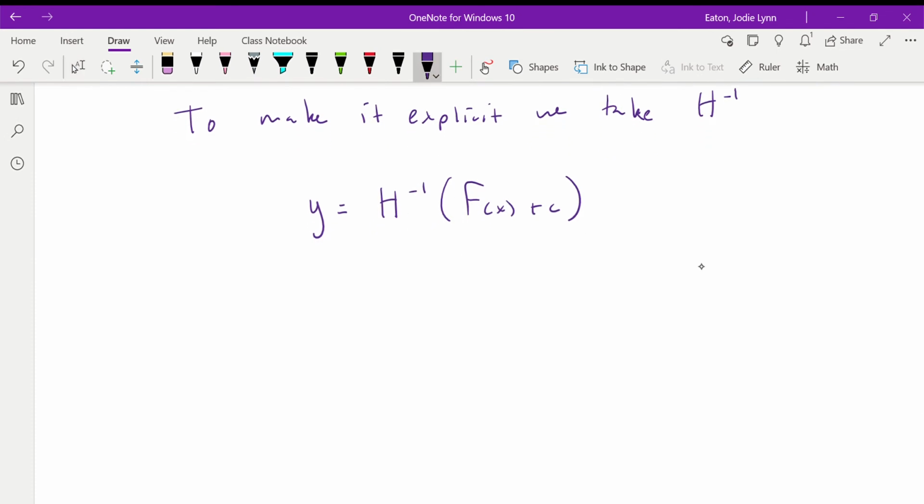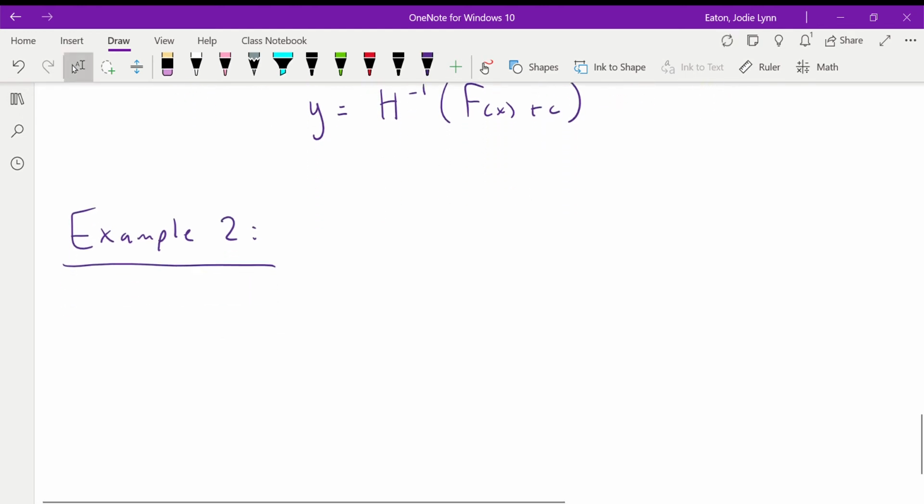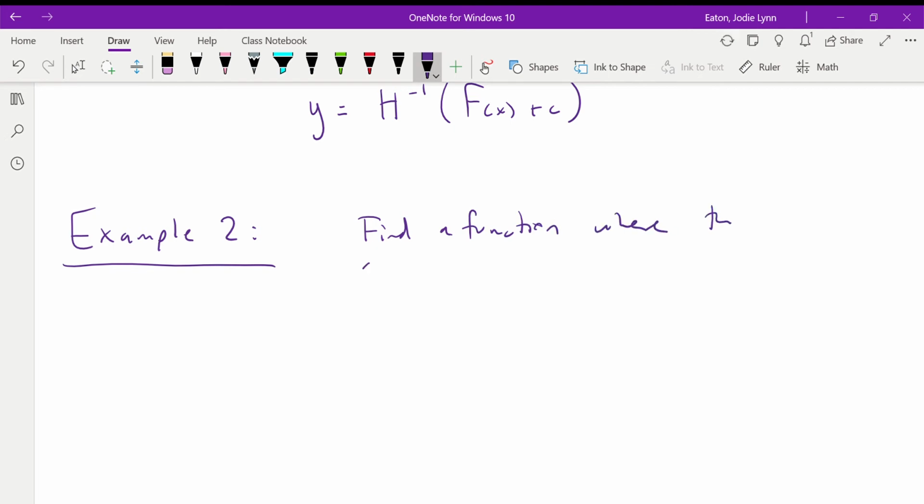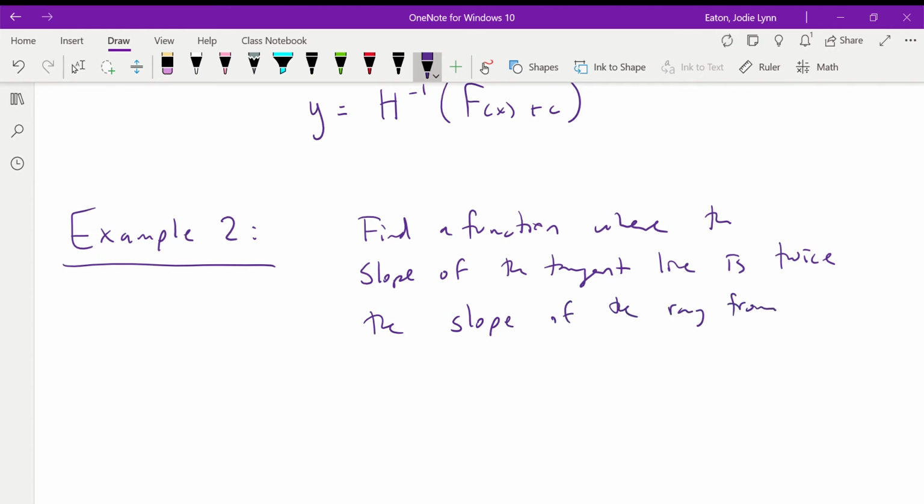So let's see. Example 2. Let's try another differential equation that we're going to solve by separating variables. Okay. We are going to take a look at a function where, find a function where the slope of the tangent line is twice the slope of the ray from the origin.